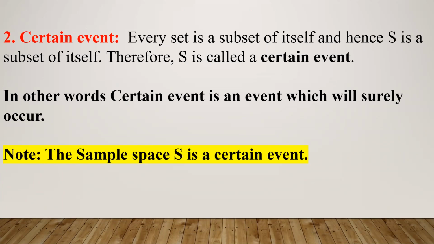So that event is a certain event. So certain event is actually nothing but the sample space itself. So when I defined event, I defined it as any subset of sample space. So if S is a sample space, S is also a subset of itself. Every set is a subset of itself. So S itself will be called as a certain event.